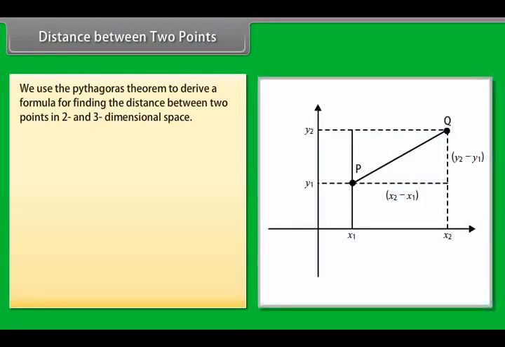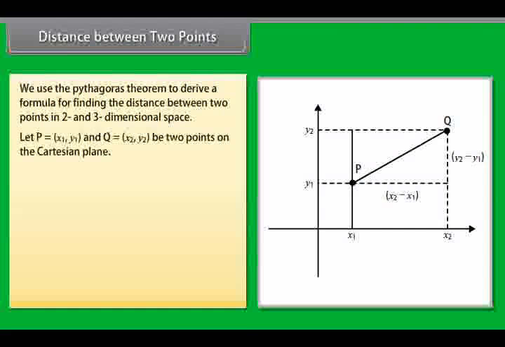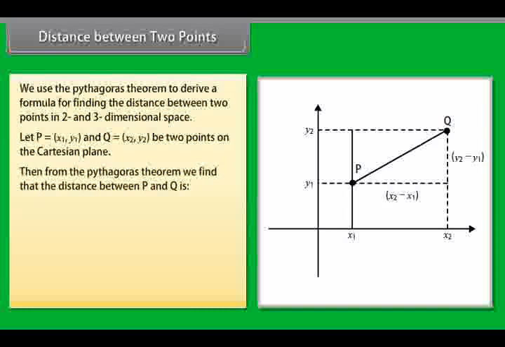For distance between 2 points, we use the Pythagoras theorem to derive a formula for finding the distance between 2 points in 2 and 3-dimensional space. Let P equal to (x1, y1) and Q equal to (x2, y2) be 2 points on the Cartesian plane as shown in the figure. Then from the Pythagoras theorem, we find that the distance between P and Q is PQ equal to square root of (x2 minus x1) square plus (y2 minus y1) square.